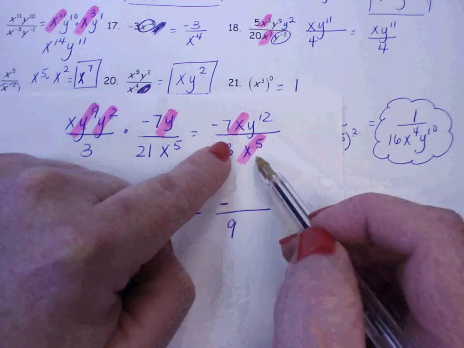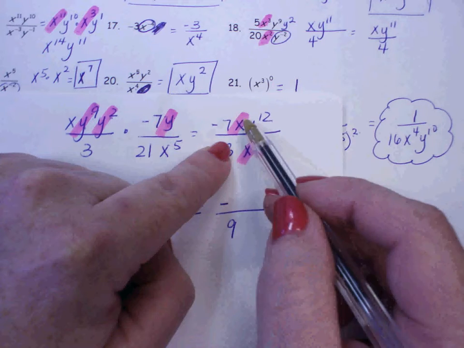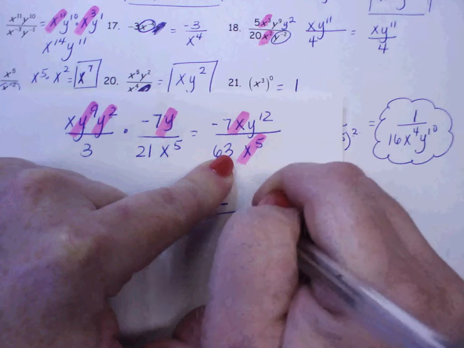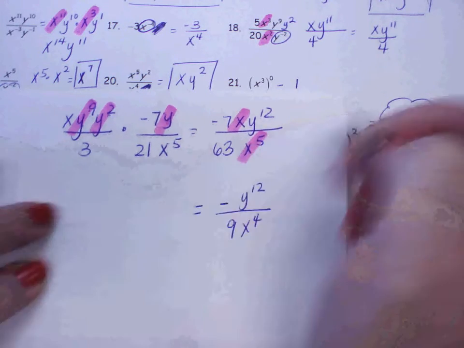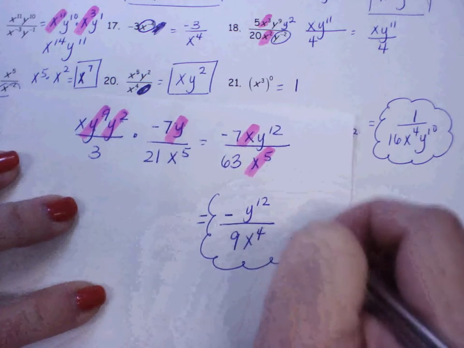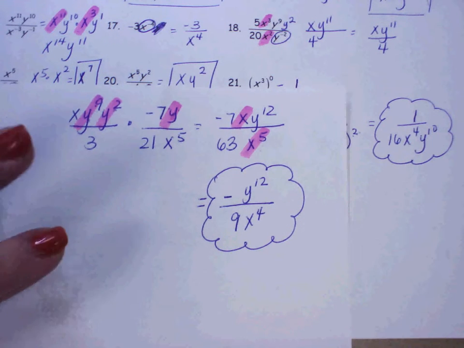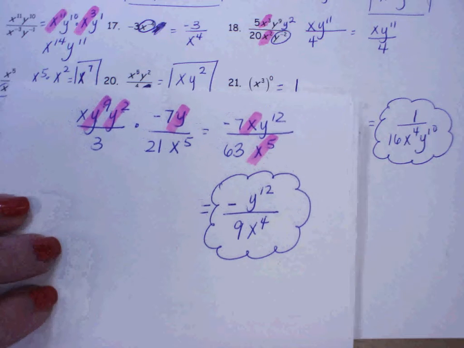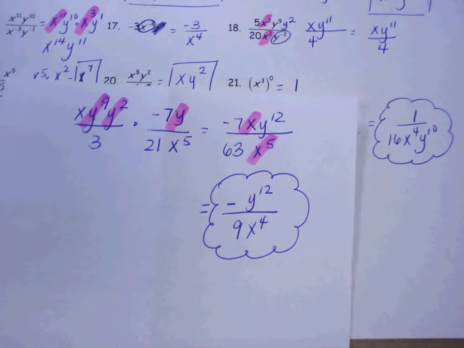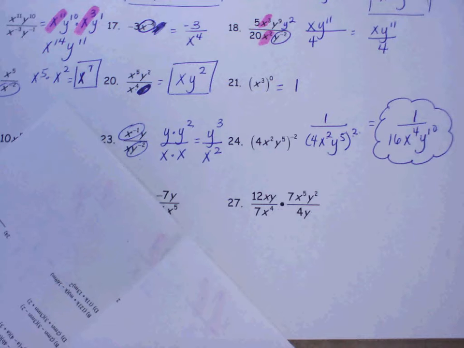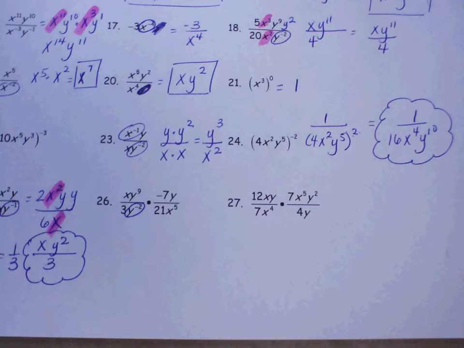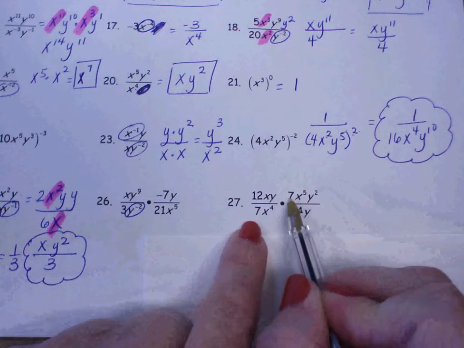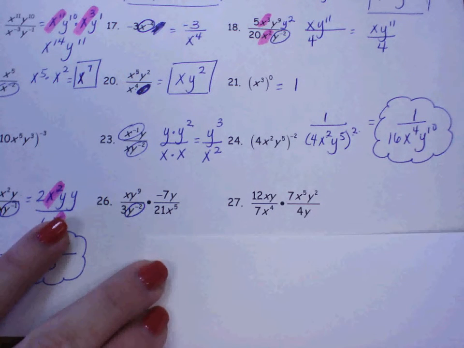What do we do to those two? Subtract, and you keep it where? Very good. So what's 5 minus 1? 4. And then at the top you have y to the 12, because that doesn't have a partner, right? Yay? All right. 27. All right, 12 times 7? 84.